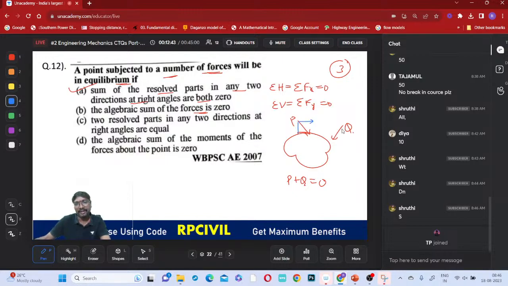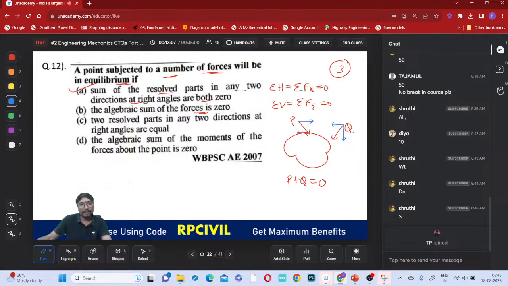The components: the component of P in the horizontal as well as in the vertical direction, and the component of Q also in the horizontal as well as in the vertical direction. Now if you consider these two components, they will be equal to 0. The sum of the forces in the horizontal direction and the sum of the forces in the vertical direction will be 0. Is that clear?